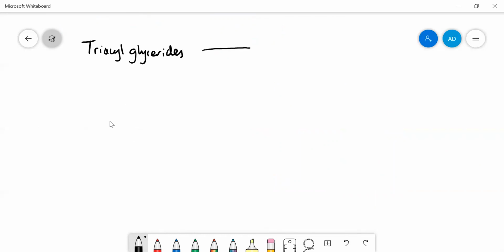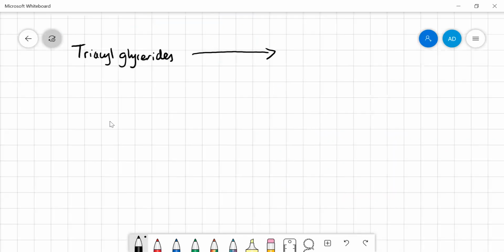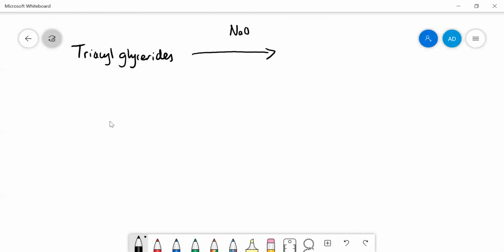Right, if you make them undergo alkaline hydrolysis, okay, so if you put NaOH there, you're going to end up with soap. Okay, and you'll also get glycerol. Well, how does that work?